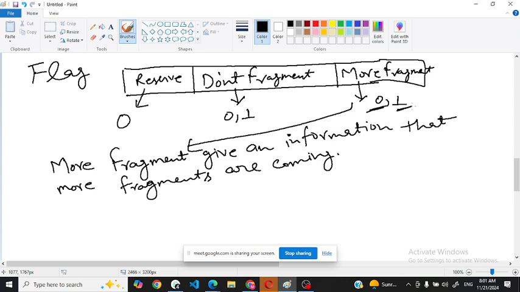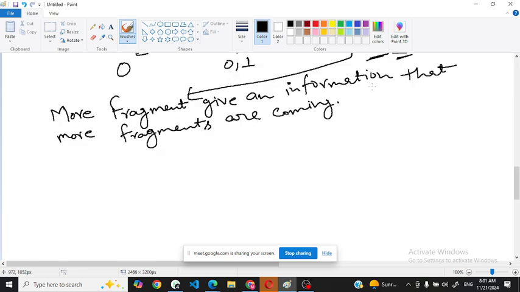Sir, one more time. More fragment gives information on whether other fragments are coming or not. Suppose that we have divided 10,000 bits of data into some chunks. Let me give an example to you. 10,000.